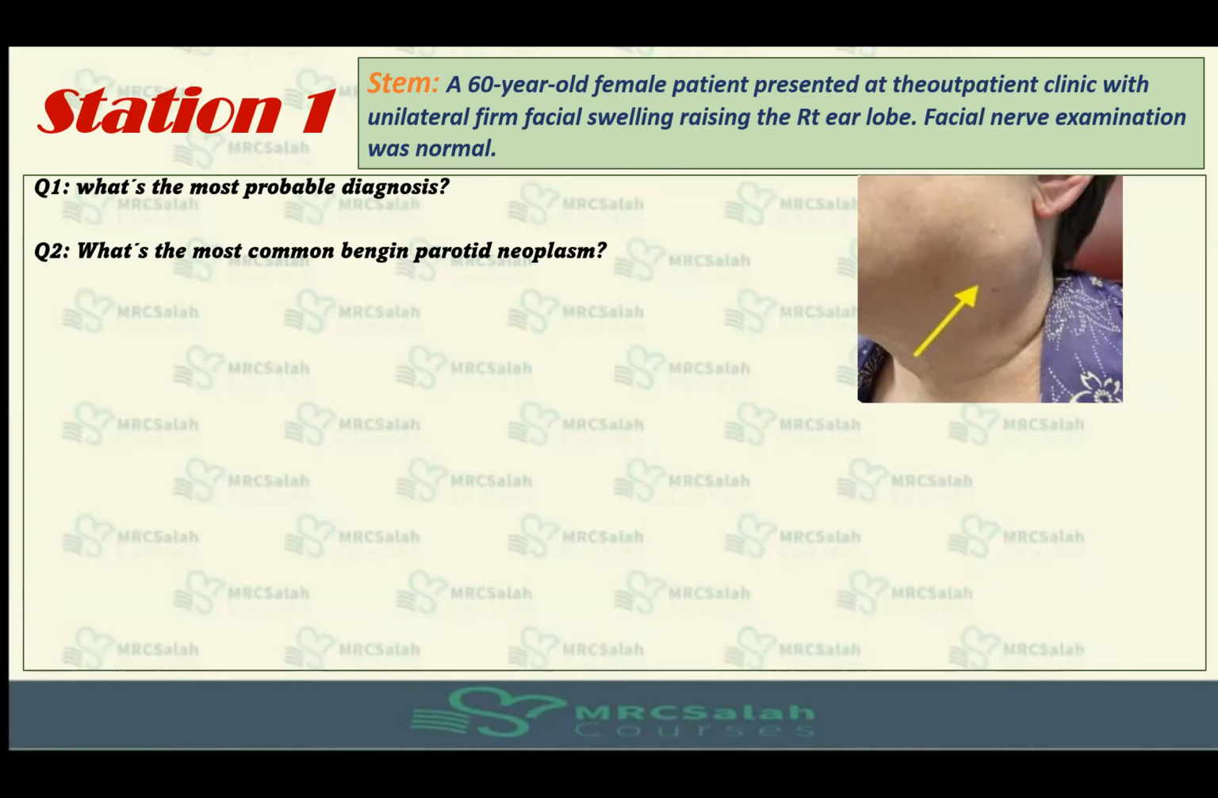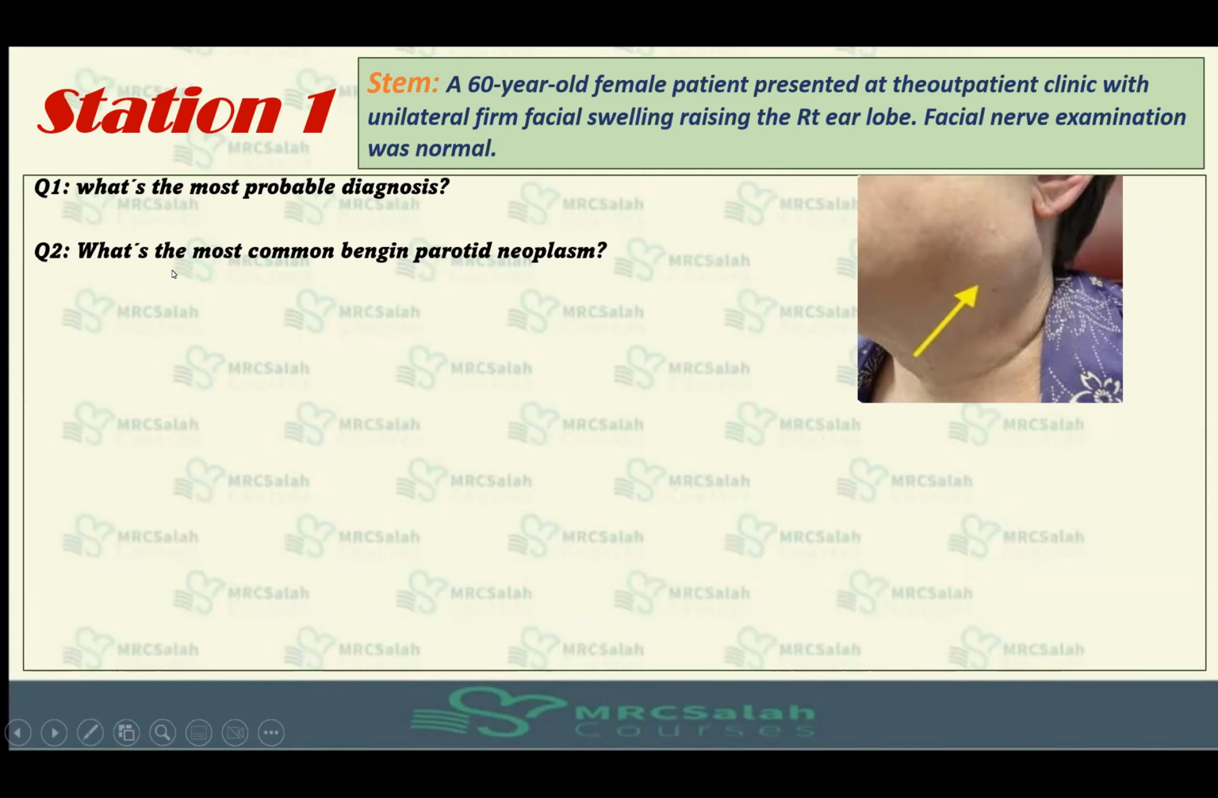Parotid swelling. Sorry, I didn't hear you. Parotid swelling. Okay, which kind of parotid swelling is most probable in this case? Pleomorphic adenoma. Benign. Okay, great. Benign what? Yes, the most common benign. So the most probable is a benign parotid tumor.